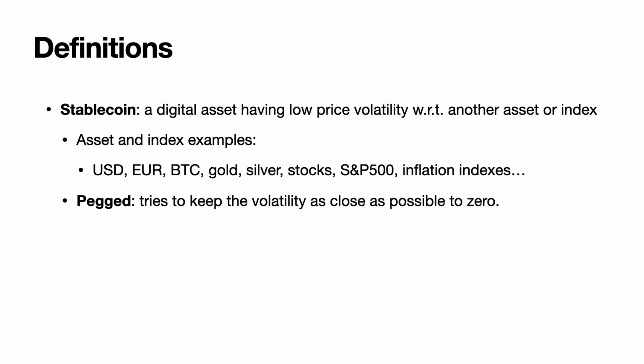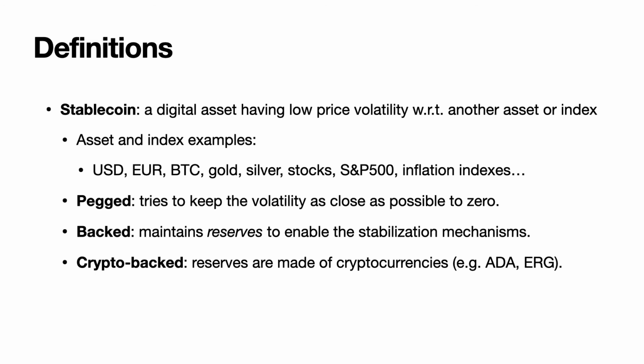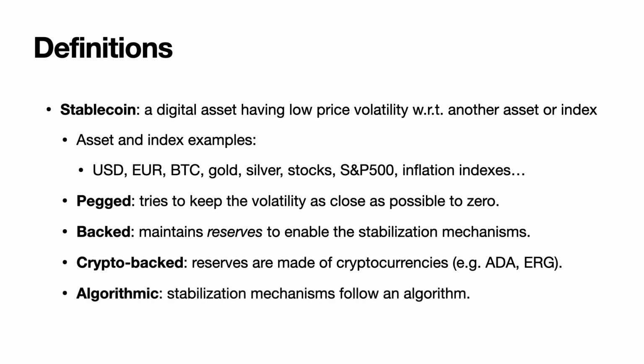We say that a stablecoin is pegged if it tries to keep the volatility as close as possible to zero. And we say that it's backed if it maintains reserves to enable the stabilization mechanisms. And we say that it's crypto-backed if the reserves are made of cryptocurrencies, for example, ADA or Erg. And finally, we say that the stablecoin is algorithmic if the stabilization mechanisms follow an algorithm.